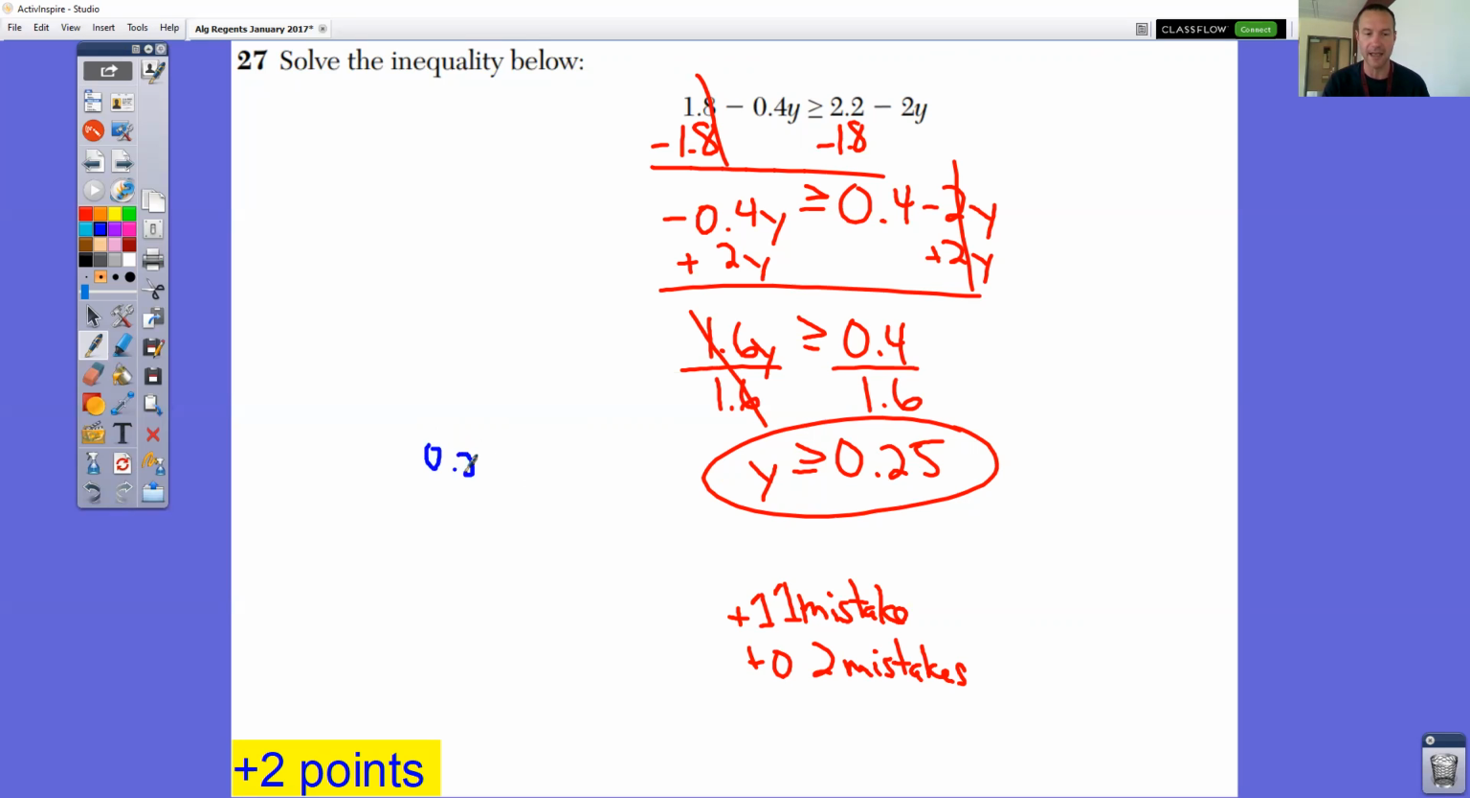Remember, if you got an answer, because you might have done this a little bit differently, if you got this as an answer, we can't leave inequalities written backwards like that. We would have to take it and flip it around so that it looks like that. When you flip the sides, you have to flip the sign as well. So it ends up being y is greater than or equal to 0.25.